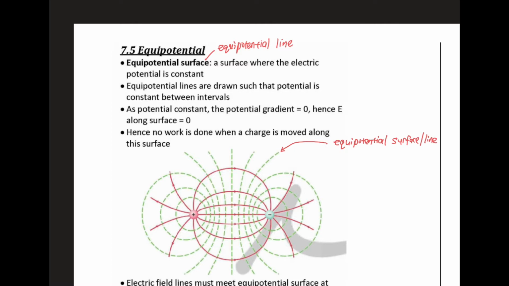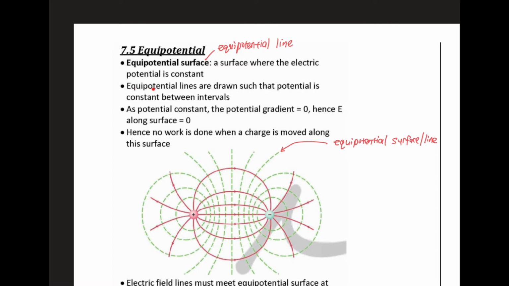So what happened on this line is, along the lines, the electric potential will be the same. For example, let's say the electric potential here is 3 volt. So it will be 3 volt all the way along the line. Okay, so that is equipotential line or equipotential surface. Now let's see the next point.